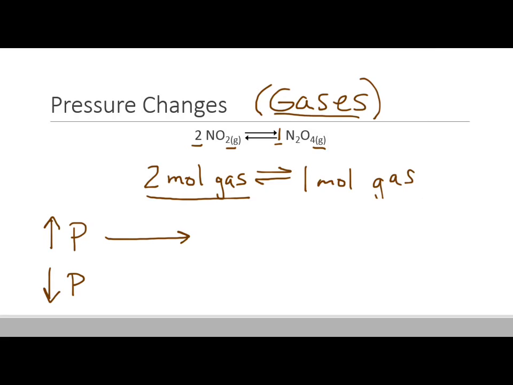So in this case, the left-hand side, the reactant side, has 2 moles of gas versus 1 on the other. So the reaction will actually shift to the left in order to go to the side with more moles of gas. Now again, if there were liquids, solids, or aqueous solutions in here, I totally ignore those. That has absolutely no effect. I would only be looking for how many moles of gas I have on either side of the reaction arrow.